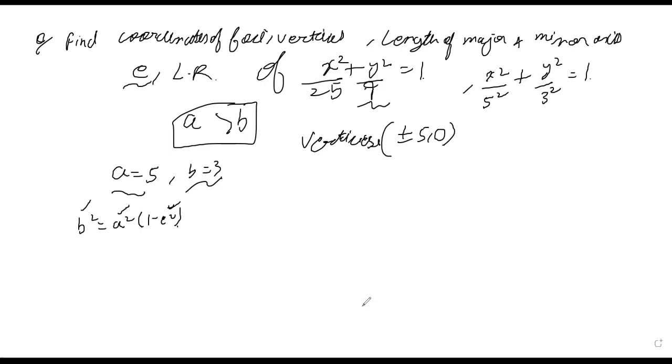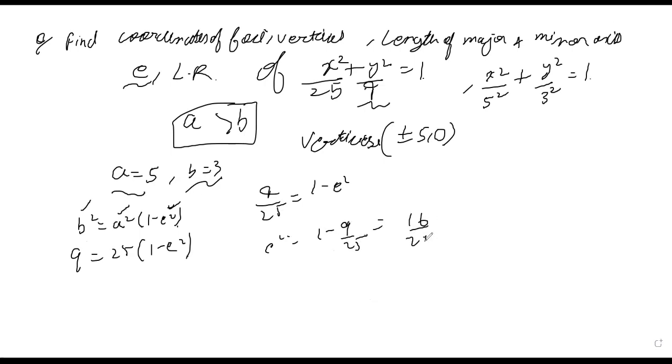4 by 5. Okay, let's see. b square was 9, a square was 25, 1 minus e square. So 9 by 25 is 1 minus e square. e square will be what? 1 minus 9 by 25. This will be 16 by 25. Yes, e will be 4 by 5.